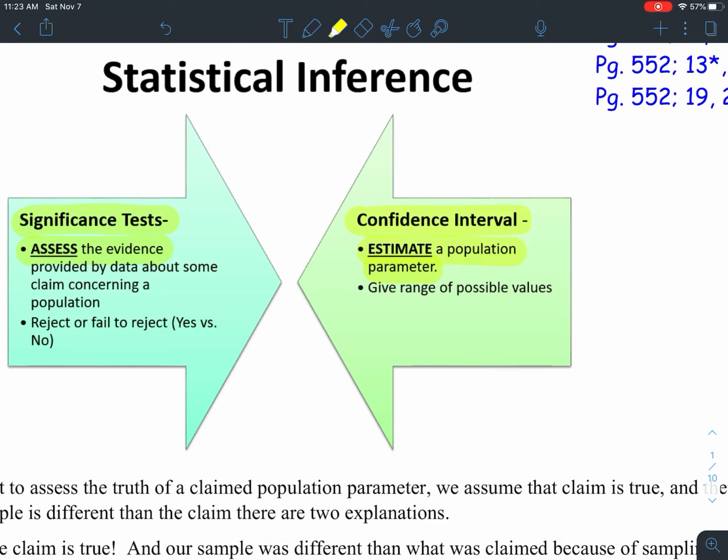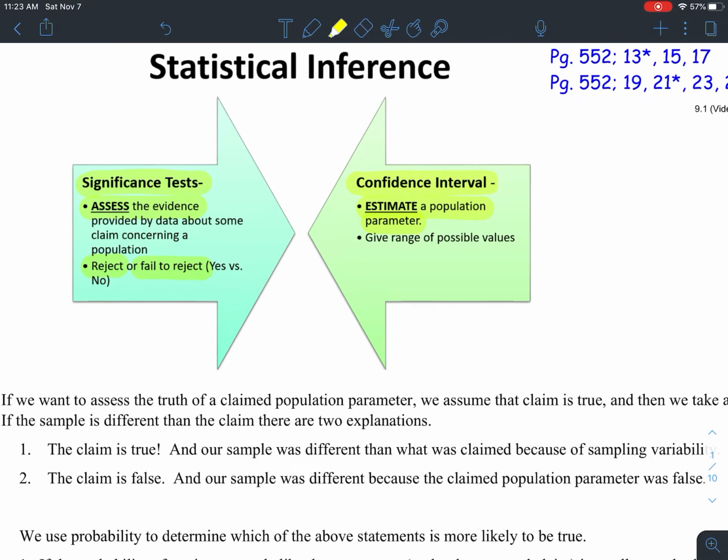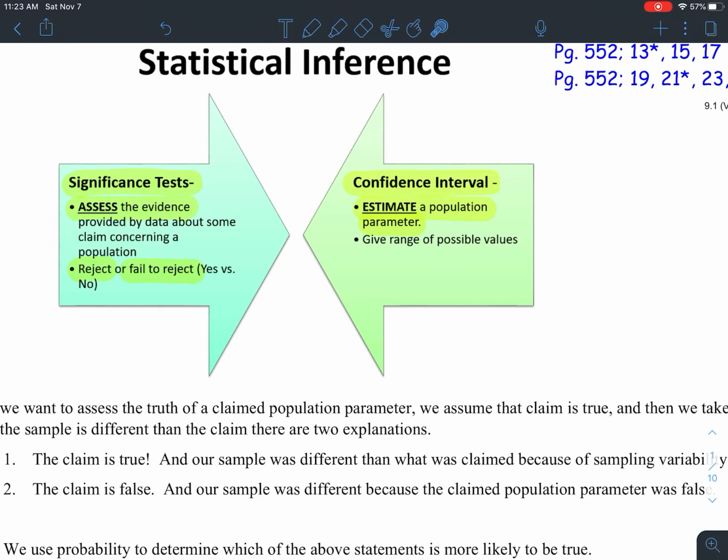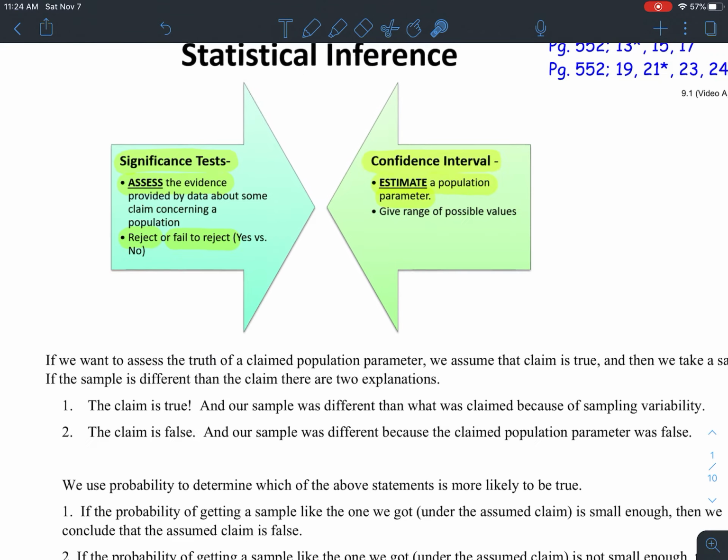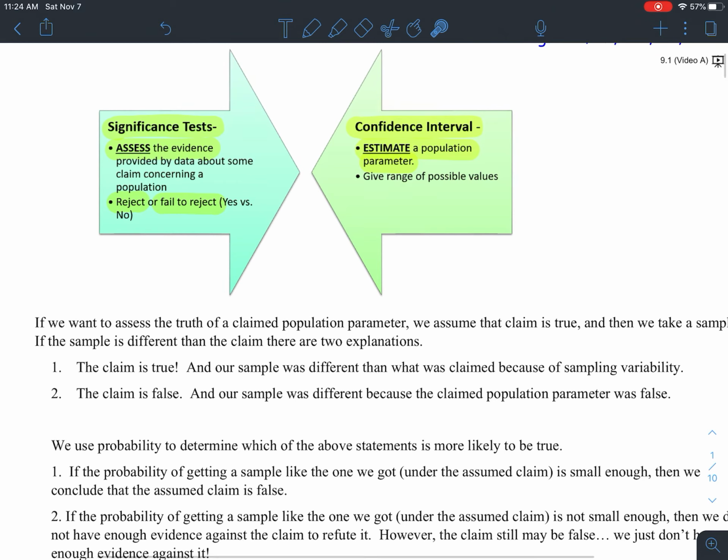to figure out whether we should either reject that claim that was initially made or whether we would fail to reject that claim. Okay, please take note that I didn't say reject or accept the claim. We never accept a claim. We either reject it based on the evidence that we collect from our sample, or we simply say the evidence is not strong enough, therefore we are failing to reject, meaning we're not going to reject the claim, but we never accept the claim, okay?